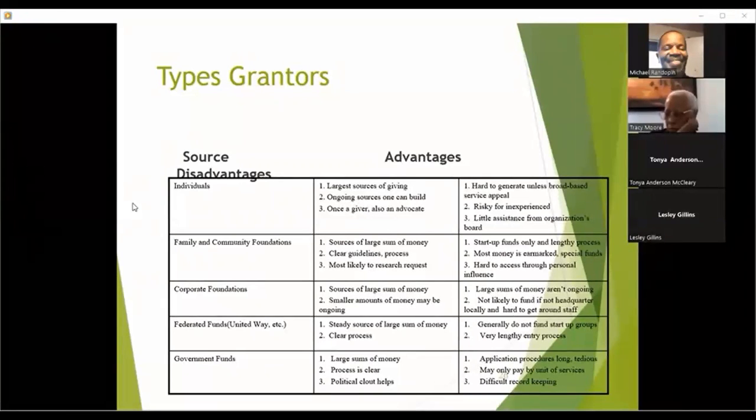Then you have what's known as federated funds, and then you have what's known as government grants. The disadvantage of a government grant is that it tends to be lengthy. The disadvantage of federated funds, like the United Way, is also that they're very lengthy. And the disadvantage of a corporate foundation, again, is that they do not fund year after year after year.